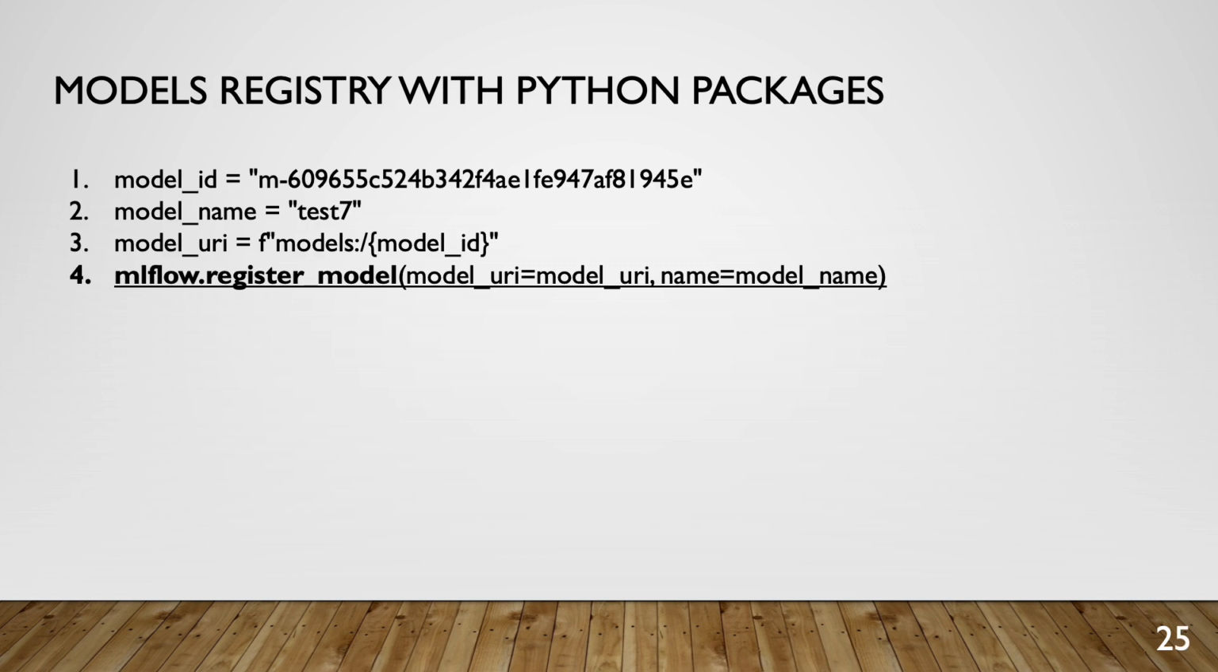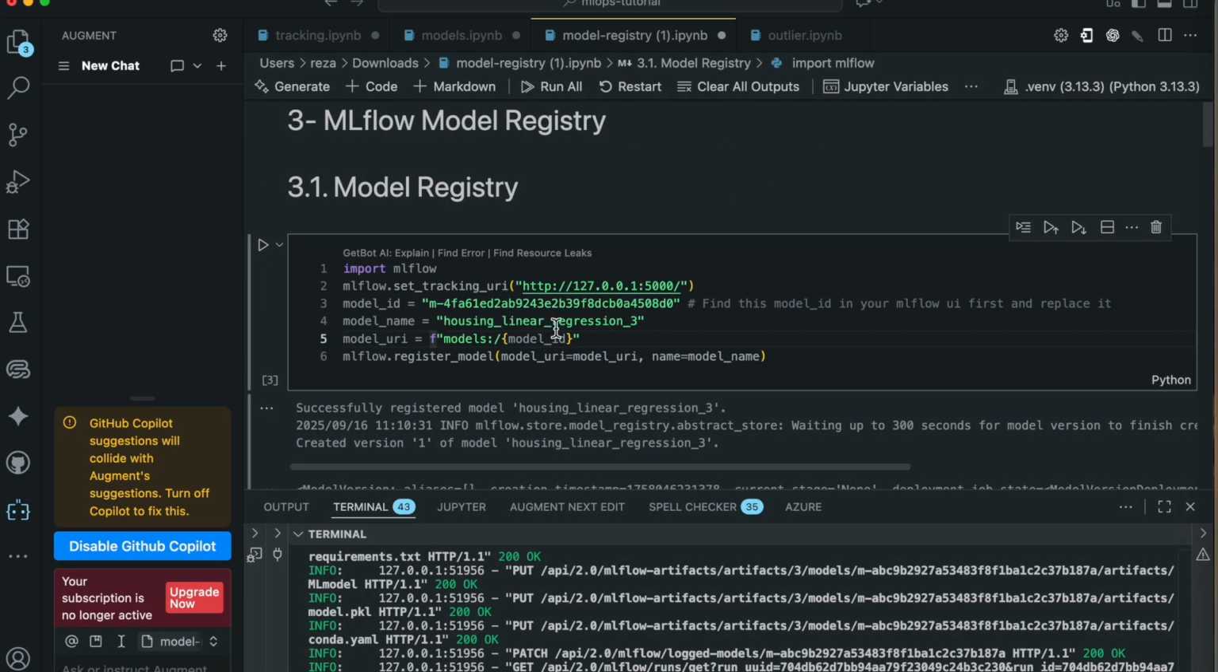To set a model in our model registry, we have to set the model ID first, then the model name and model URI. Then using the register_model function, we can simply register our model in our model registry. To register a model, I need to set the URI, which is this one. Then I need a model ID and model name.